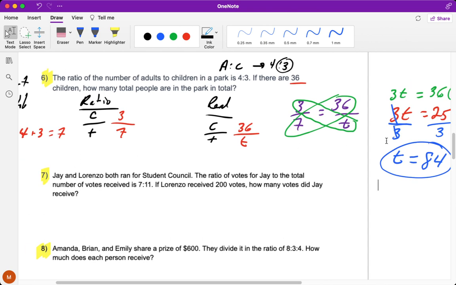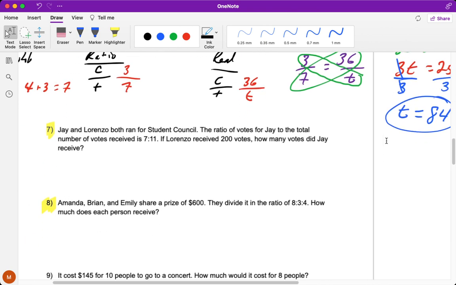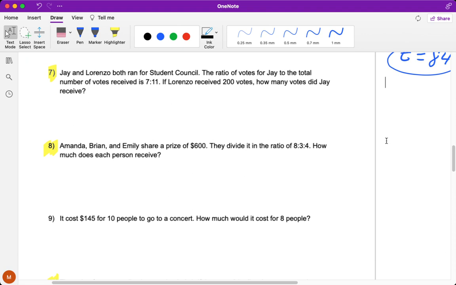All right, there are different ways you can go about doing this. This is just one of them. All right, so for question number 7, it says Jay and Lorenzo both ran for student council.